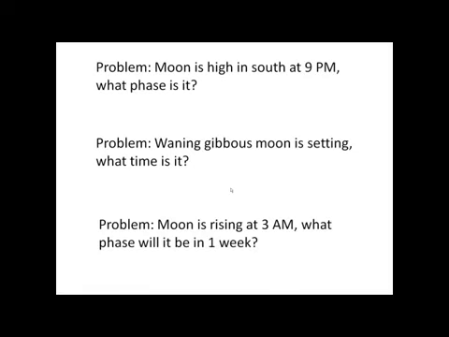The first question: the moon is high in the south at 9 p.m. What phase is it? So here we have a location. We know where the moon is, and we know the time. So now we have to use the lunar phases calculator to determine what phase is in that location at that time.